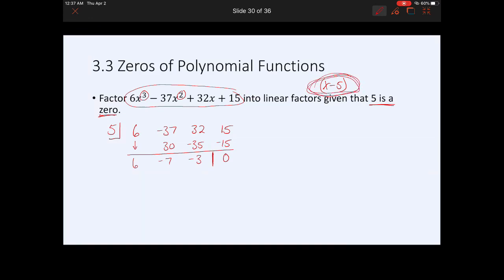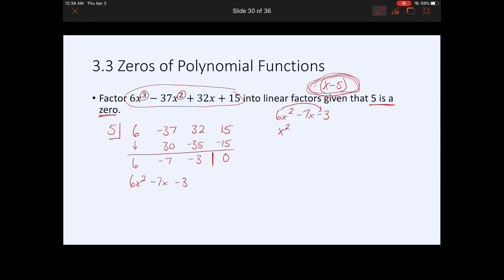Now, here's the why we do this. Because when you divide this original polynomial by x minus 5, because remember, if 5 is a 0, then x minus that number is a factor. So x minus 5 is a factor. And so if we're trying to factor this polynomial, we already have one of them. That's given to us in our problem initially. And if you'll notice, when you divide by that, what's left now is 6x squared minus 7x minus 3.